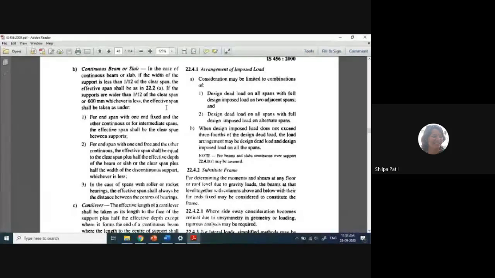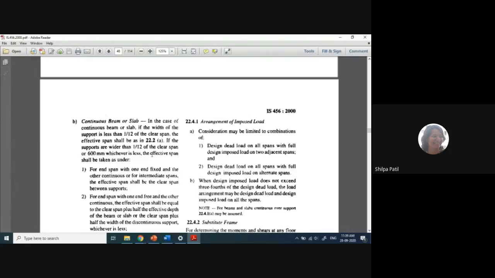Now, what are the support conditions? For the first span, that is span AB, all the supports are simple supports. We have considered all supports as simple supports. So the condition is the third condition. In case of spans with roller or rocker bearings, the effective span shall always be the distance between centers of bearings. It means the center to center distance between the supports is our effective span for span AB.